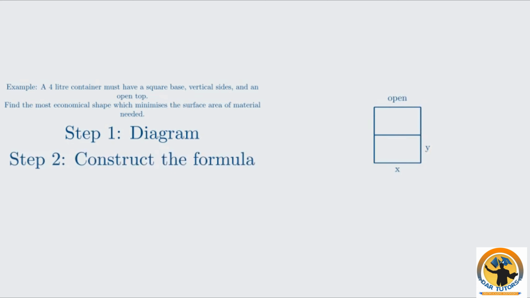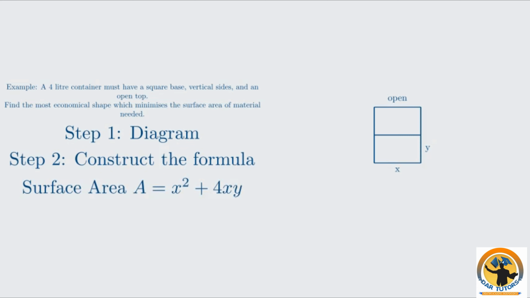Step 2. Construct the formula. We want to minimize the surface area A. The area consists of the square base and 4 rectangular sides. So A equals x squared plus 4xy. This formula has 2 variables, x and y. We need to eliminate 1.